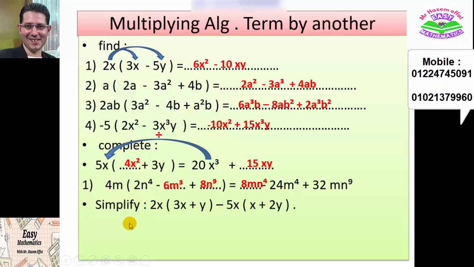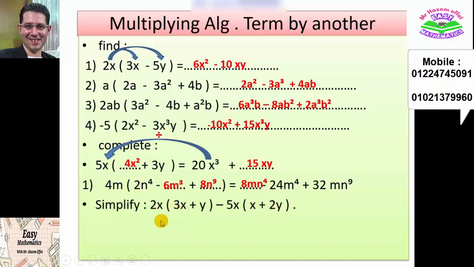Here he asked me to simplify, and he gave me 2x multiply open brackets 3x plus y minus 5x multiply open brackets x plus 2y. To solve this exercise, we must do more steps. As a first step here, we must open the brackets. When I say open the brackets, I mean here we must multiply 2x by every term here, and the same with negative 5x, we multiply by every term here.